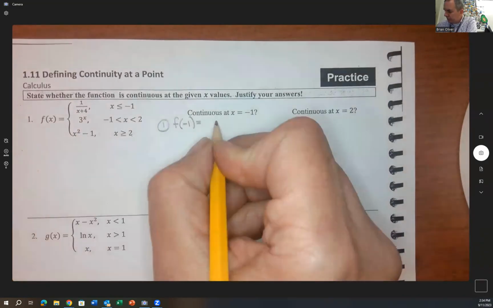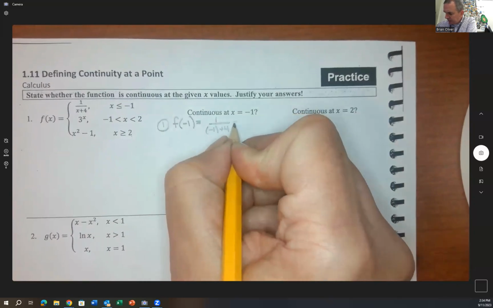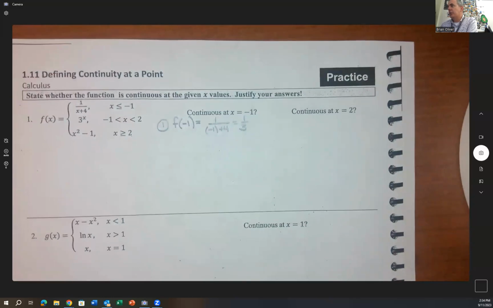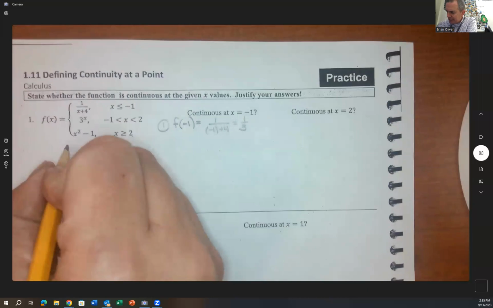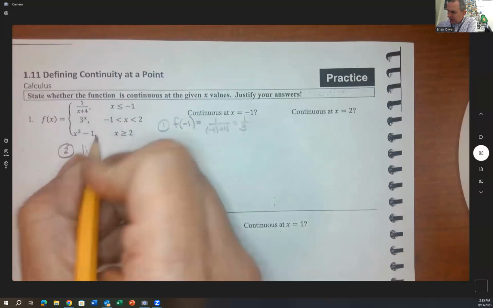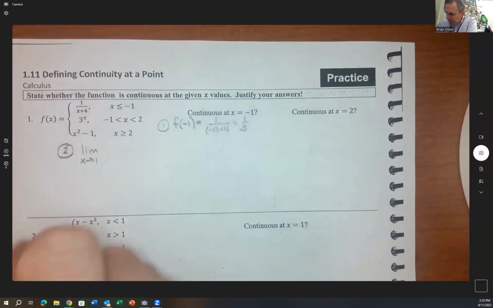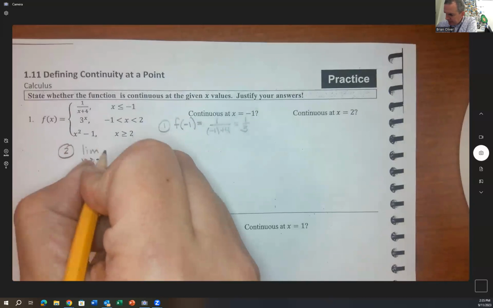So what we're going to do is 1 over -1 plus 4. So that's going to give us 1/3. So the value of the function at -1 is 1/3. The next thing we're going to do is look at the limit. And we want to figure out what is the limit as x approaches -1. -1, not 1. So the limit as x approaches -1 of f of x.